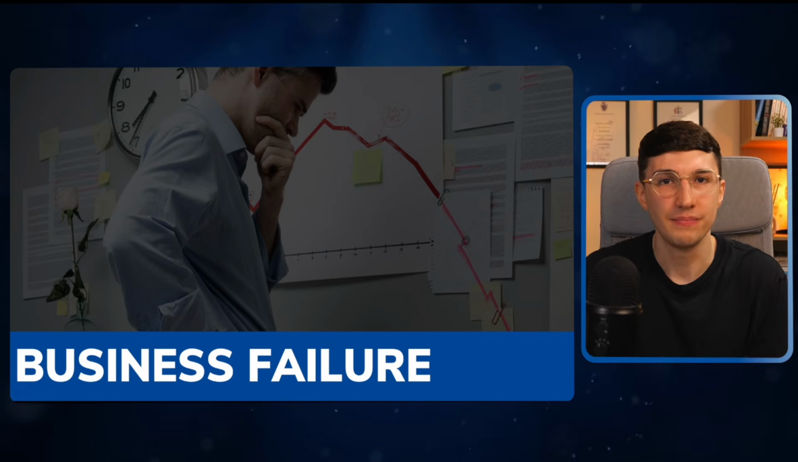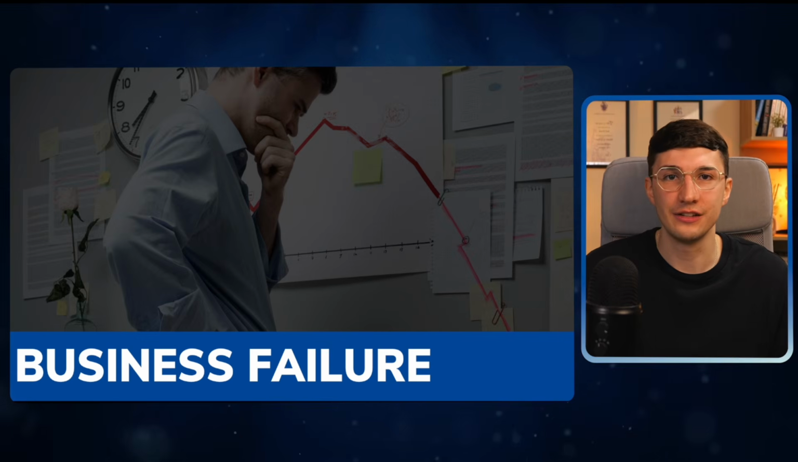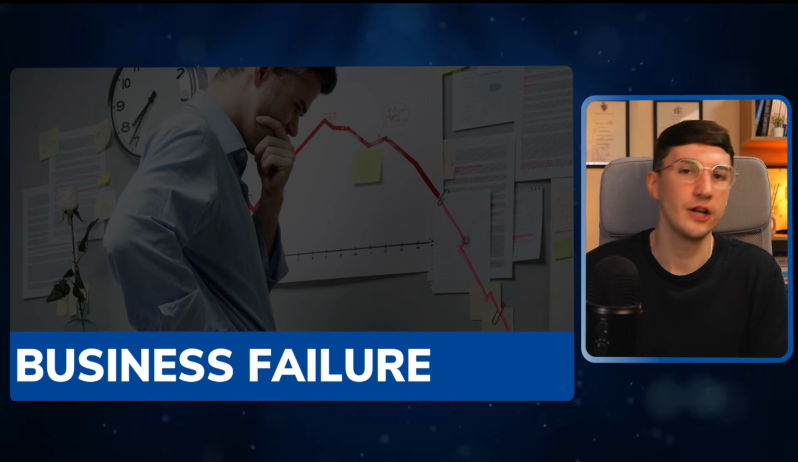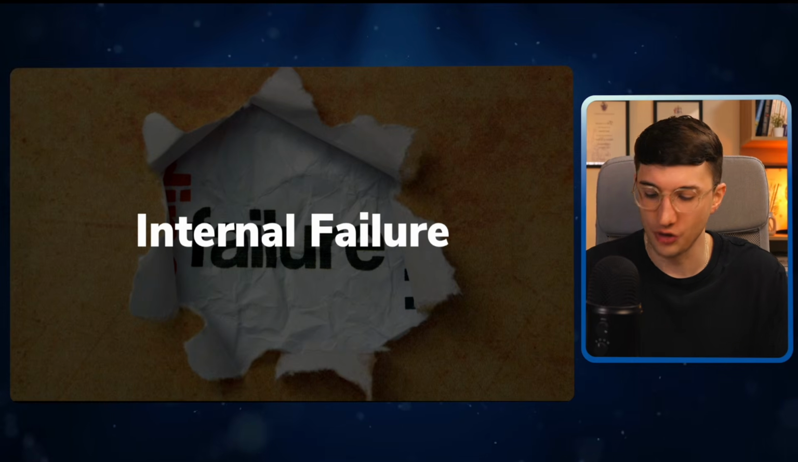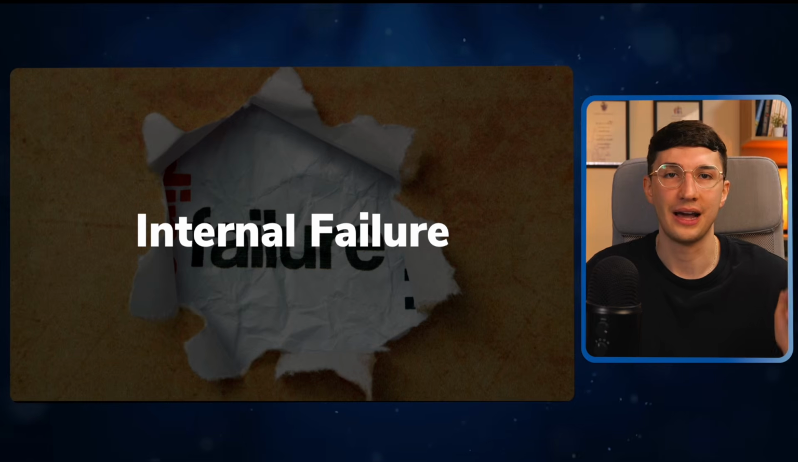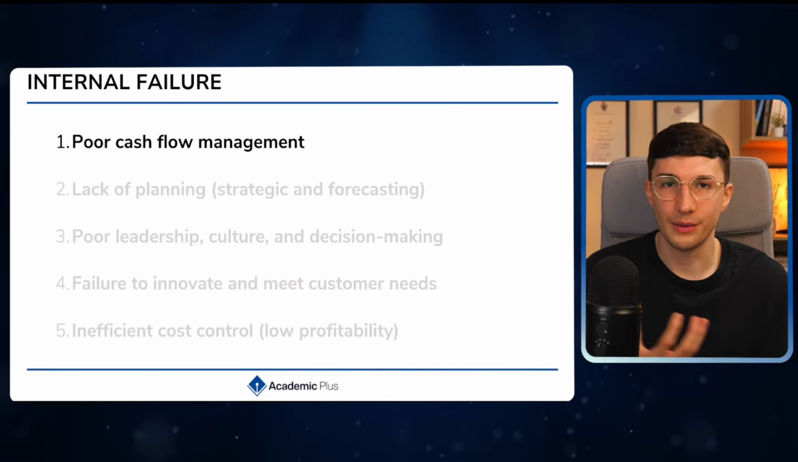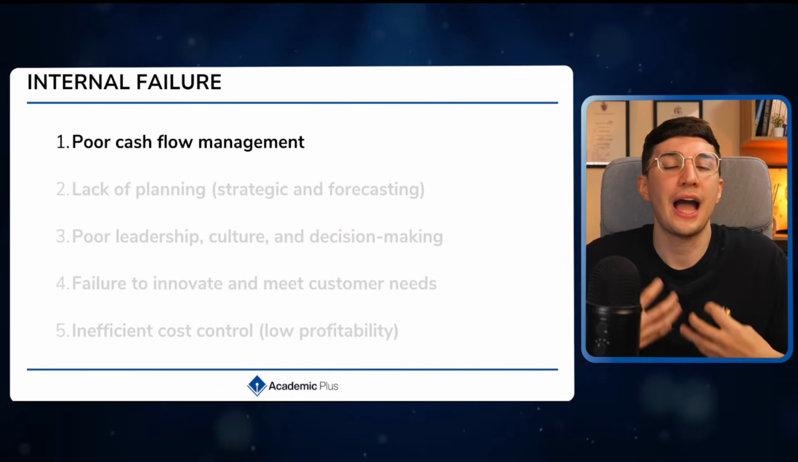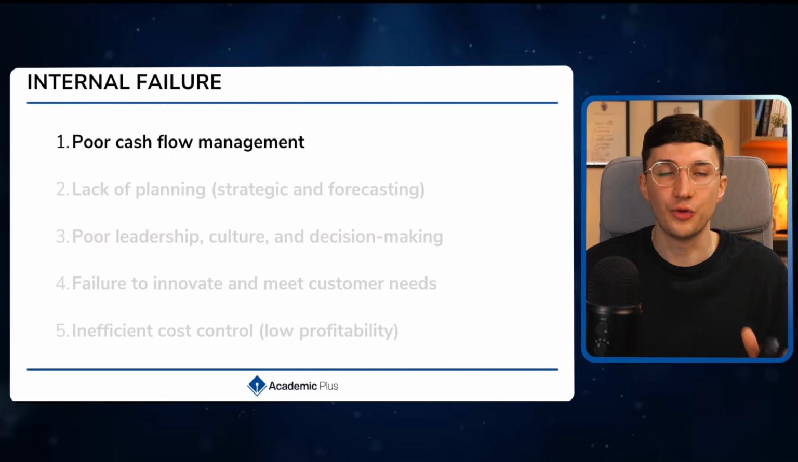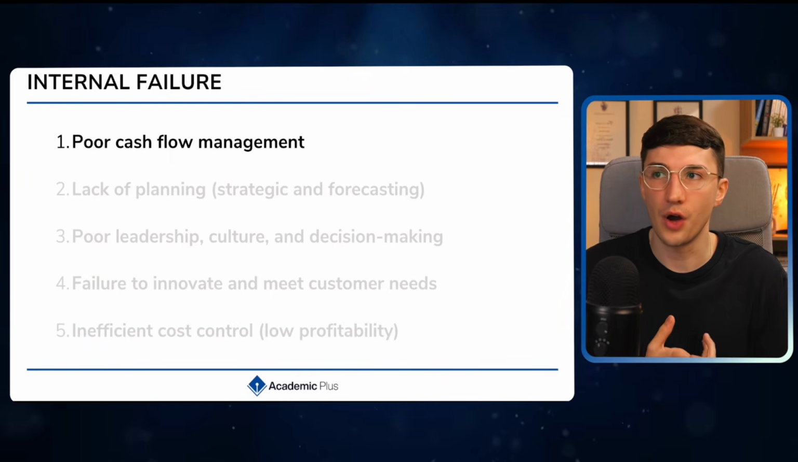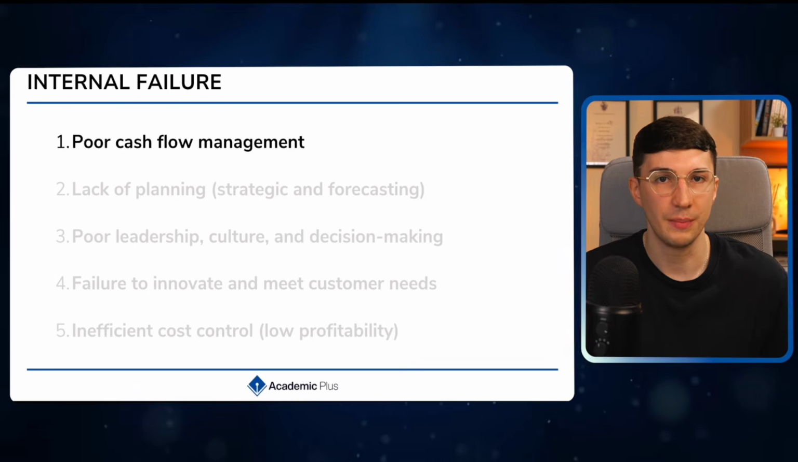And the very last topic within this revision video that we're going to be taking a look at is business failure. Now, there are two main categories. We've got internal methods of failure and we've got external. Let's start off with our internal methods of failure. Now, along with a lot of the concepts we've spoken about today, looking at finance, the biggest reason why businesses fail and they don't survive is because they have poor cash flow management.